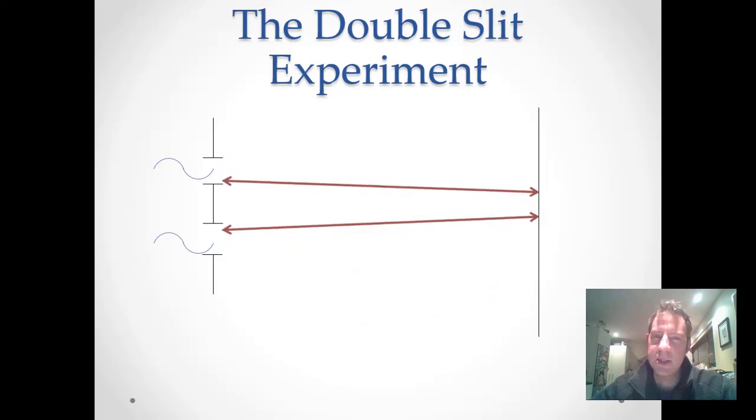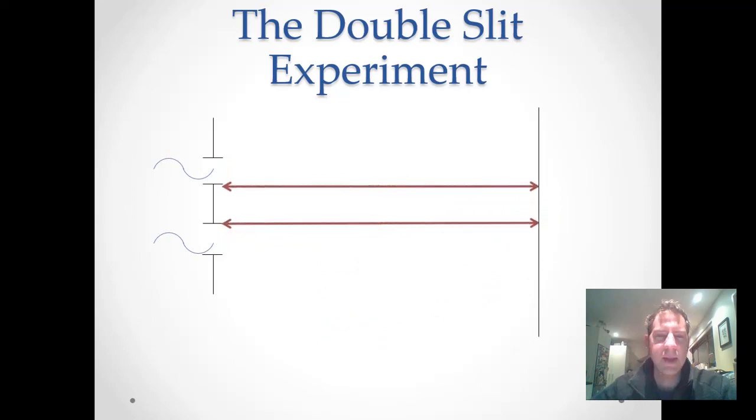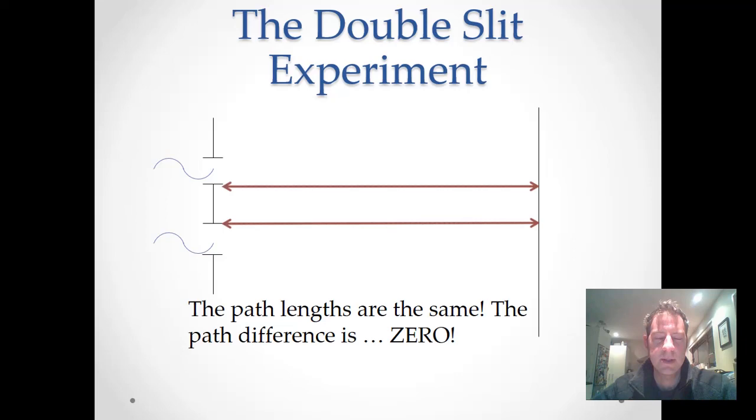Now this makes sense because the distance that they had to travel, those path lengths, are exactly the same distance. The difference in them, the path difference, is 0 because the path lengths are the same. So if you took one of those arrows away from the other, you'd get 0.